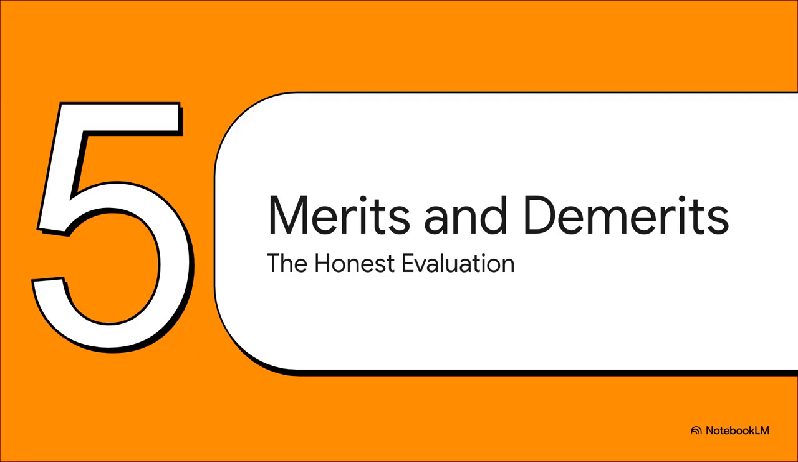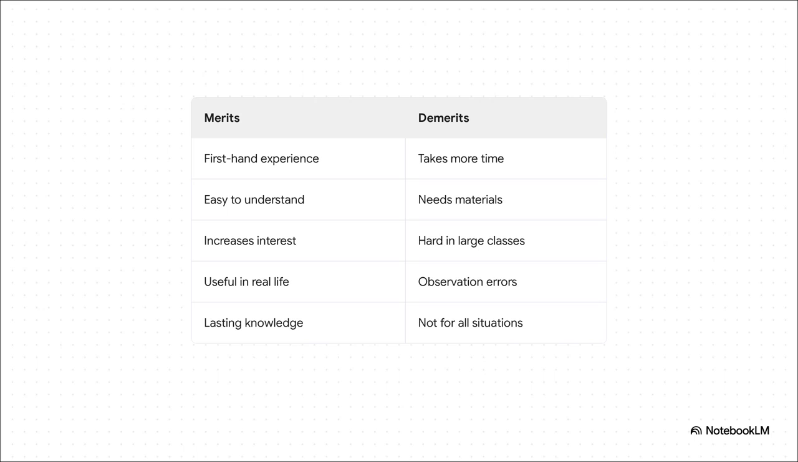As future master teachers, we also have to be completely realistic about the practical constraints you're going to face in typical Indian schools. Section 5, Realities, Merits and Demerits, the honest evaluation. Let's be totally impartial here. The merits are undeniable. It provides tangible, first-hand experience that vastly increases student interest and just cements lasting knowledge. But the demerits are very real constraints.